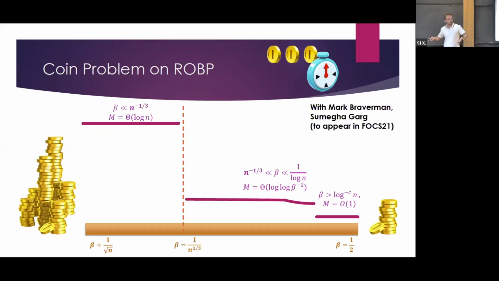So in very recent work with Mark Braverman and Sumegha Garg, we show that in fact neither of the bounds is true, and the correct bound is n to the minus third. So basically, if the bias is smaller than n to the minus third, you must count, you must have enough memory to remember how many heads you saw. But if the bias is slightly larger than that, then already you need only exponentially less memory. You need only log log n bits and not log n bits.